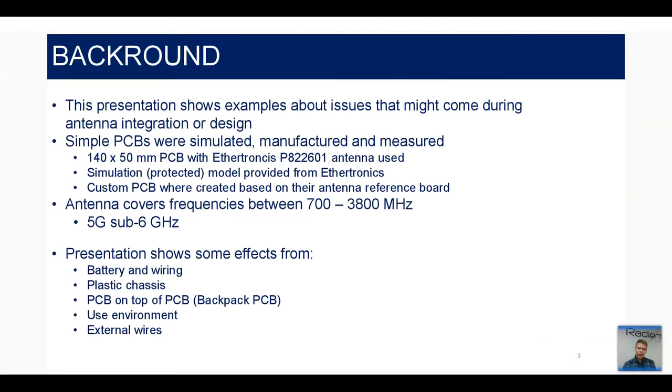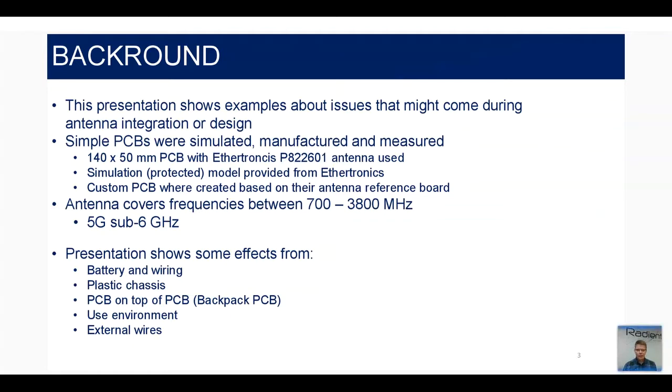First, a little bit of background about this presentation. I'm going to show you some examples about issues that might come during antenna integration and design. For that, we created a simple PCB. It was manufactured, simulated and measured. The PCB size is 140 millimeters by 50 millimeters. For this, we use an Ethertronics chip antenna. We got the simulation model of the antenna from Ethertronics, but it's a protected model, so we don't actually see how the antenna is done, but we can use it for the simulations.